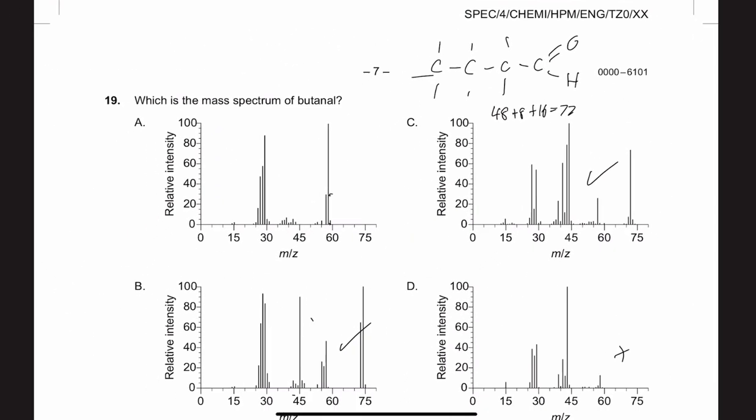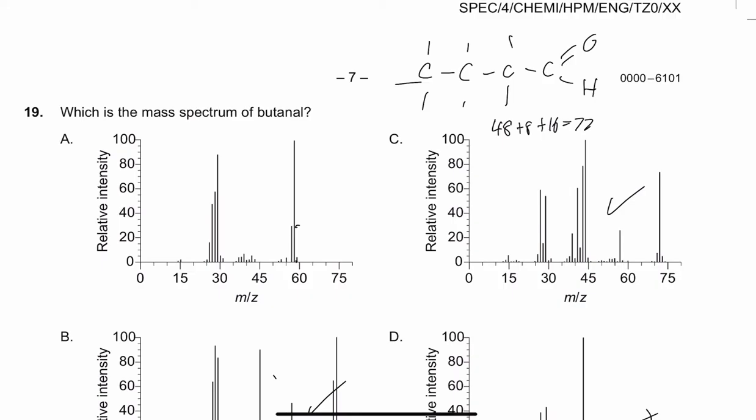Okay, so we've narrowed it down to two options. How can we narrow it down more? Well, the easiest way is by simply breaking off small parts of it and checking if we can find a peak at the molar mass of that fragment. You'll see what I mean when we start doing it.